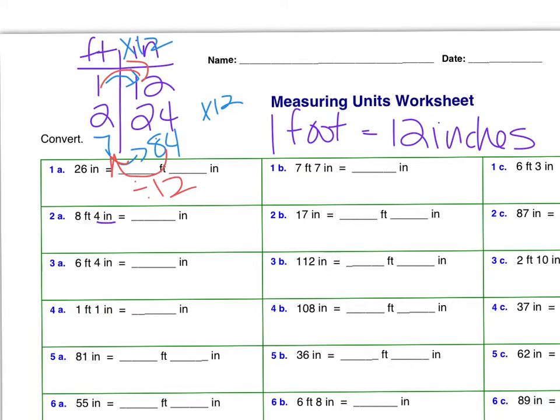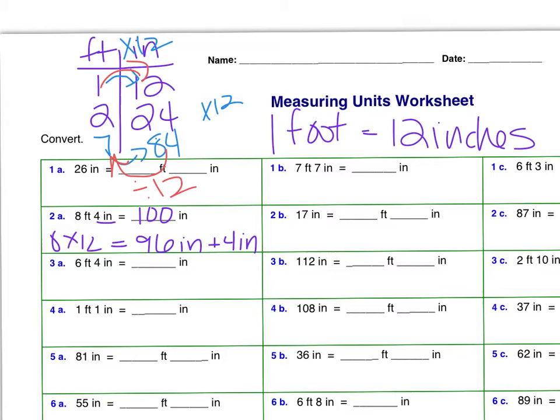Well, I'm going from feet to inches, so I'm going to multiply by 12. So 8 times 12 is 96. But I need to know what 8 feet 4 inches is. So I'm going to take that 96 inches and add on those 4 extra inches, and I'm going to get 100 inches. Let's try the next one.